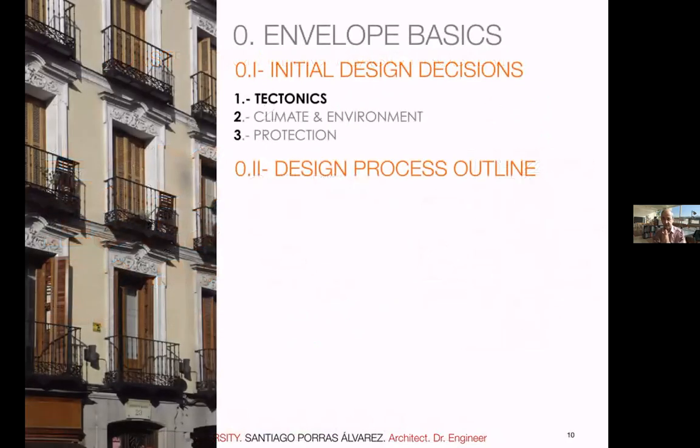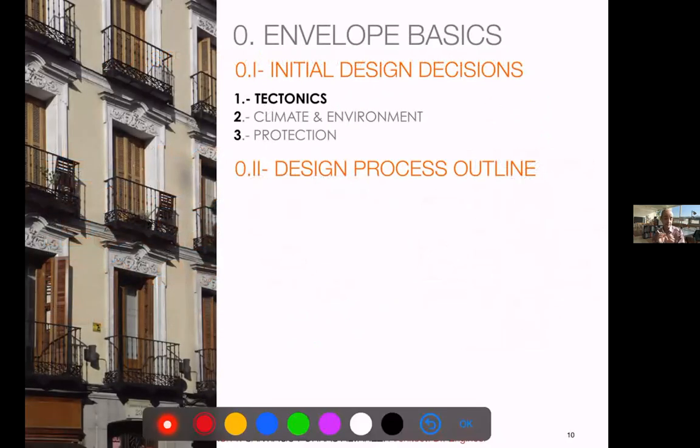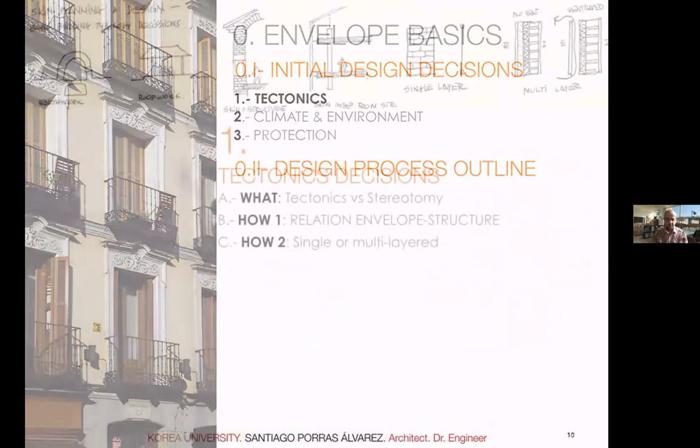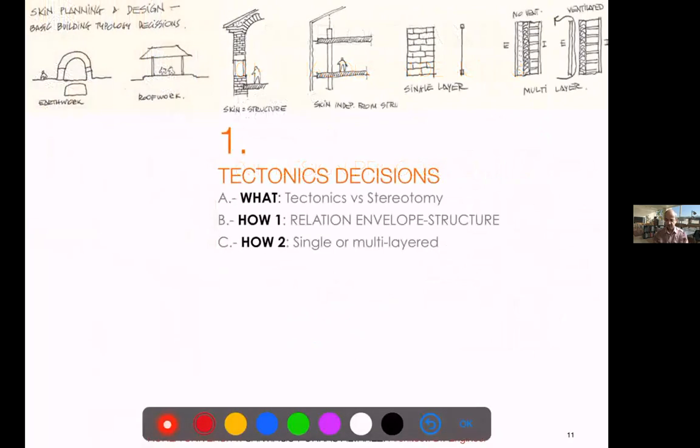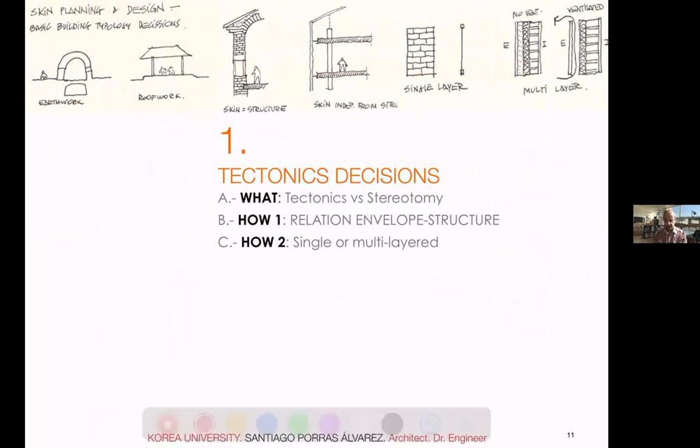So let's go into some basics on what we have to take into account. First is the construction. Tectonic is about how we make things materially, how we put things together. And we have the old dichotomy between tectonics and stereotomy, and then relations with structure, and then the multi-layering. These are the three most basic decisions we take in a project.